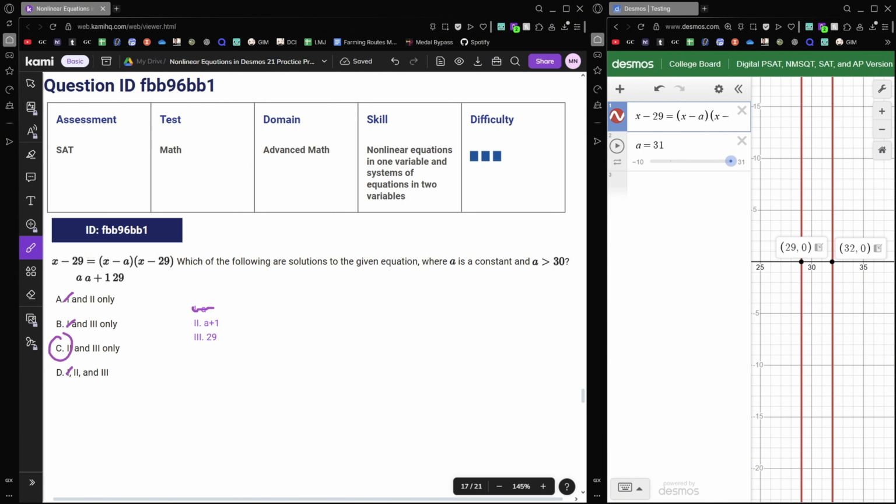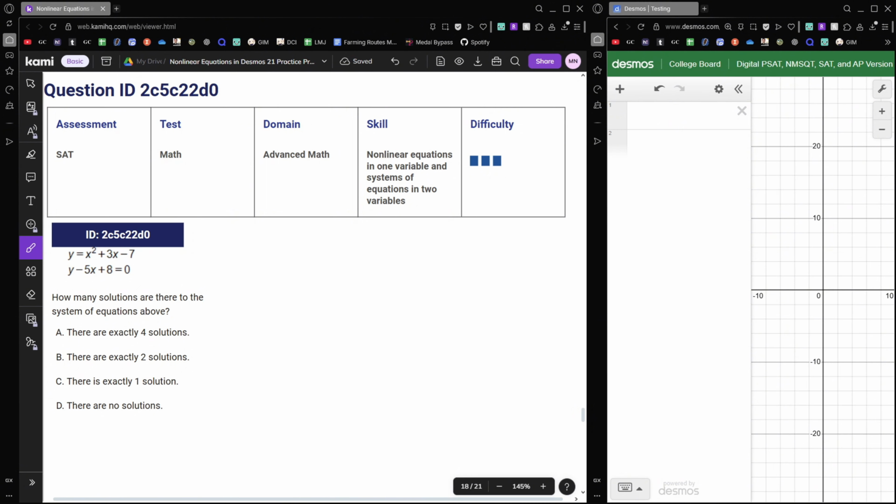Let's look at 2, A plus 1. Is 31 plus 1 one of our solutions? It is. 32 is a solution, so 2 would be correct. And then 3, 29. Is 29 a solution? 29 is a solution. So 2 and 3 would be our correct answers, which means C is once again our answer.